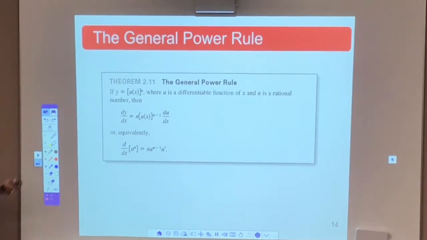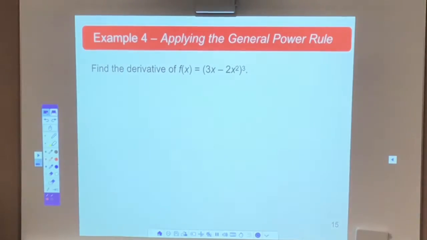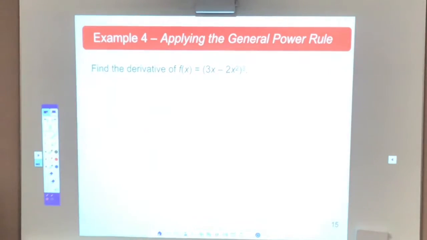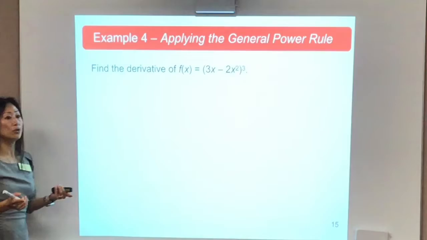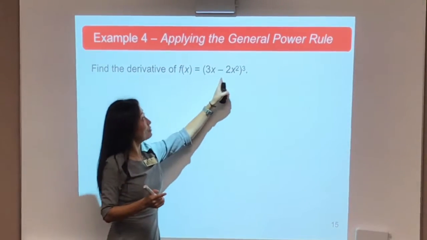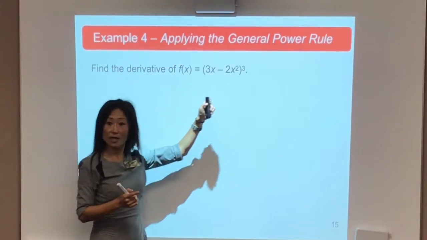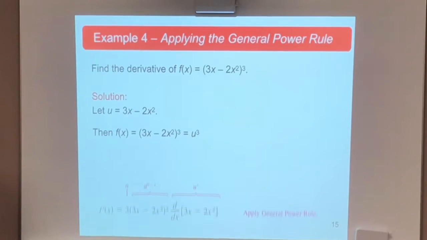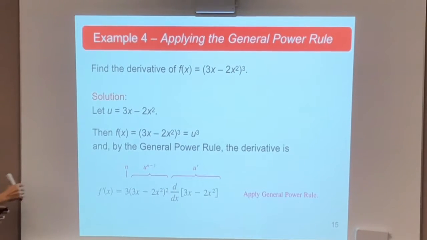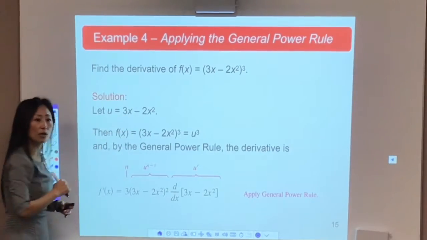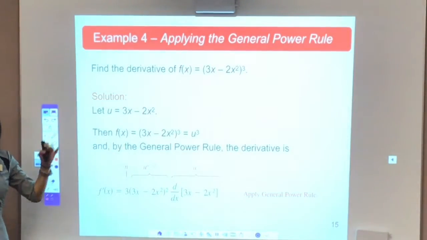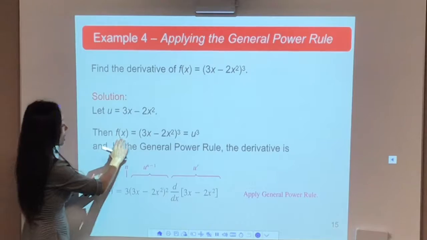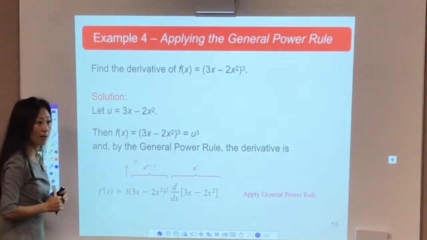Let's look at the example. When you look at the example, it's much easier. I have this. Are you with me, class? What's my u? Can somebody tell me what's my u? What would you use? 3x minus 2x squared. Does everybody agree? So I'm going to put the u as 3x minus 2x squared. U equals 3x minus 2x squared. Everybody agree, right? Good. So I'm going to rewrite this problem as e to the third.